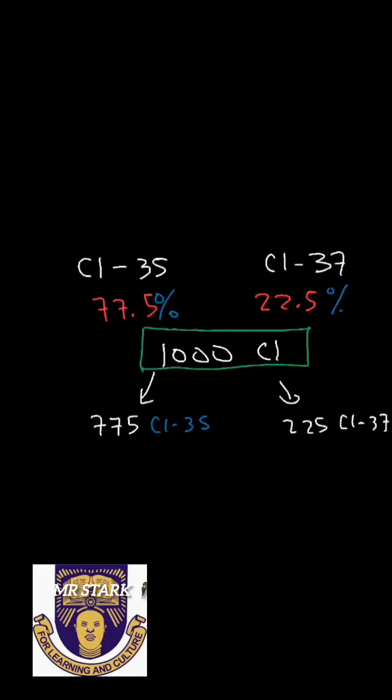So out of 1,000 atoms, 775 of those atoms is the chlorine 35 isotope. The other 225 is the chlorine 37 isotope.